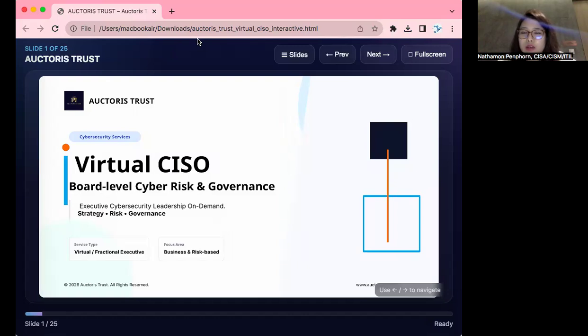So this is board-level cyber risk and governance for executive cybersecurity leadership, that is what the CISO service on demand is.